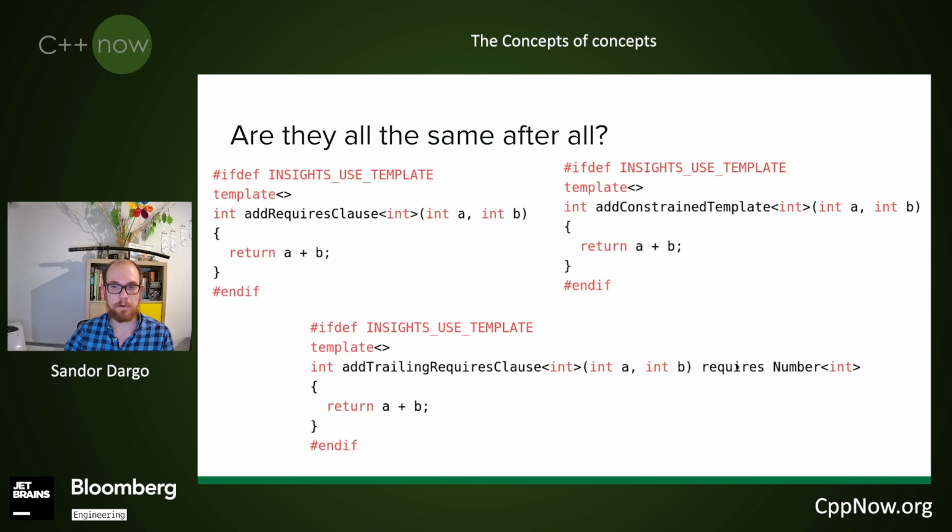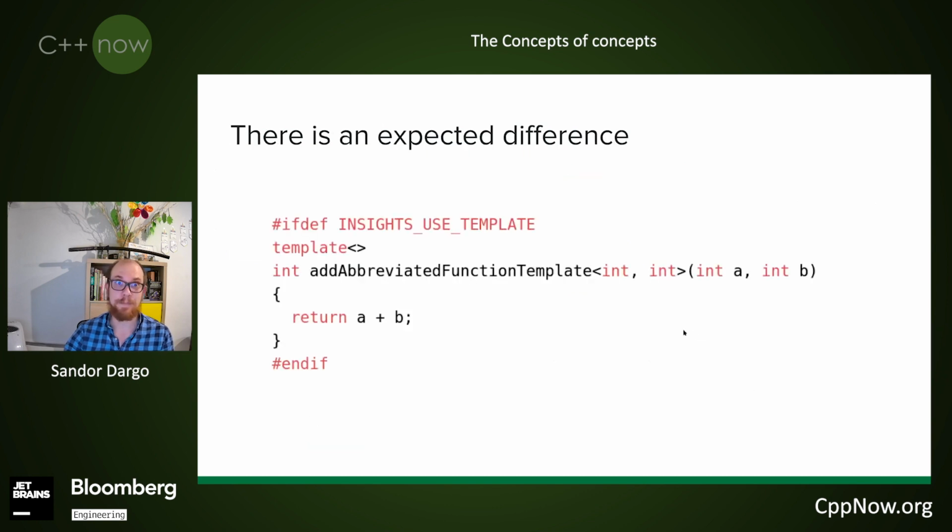So I went to Godbolt and checked how it is transformed, and you have the very same code for all of these three. And there's an expected slight difference for the abbreviated function templates, because, as I said, there the two numbers A and B can be replaced by different types. So we have two template parameters, but that is expected. Apart from that, it's still the same.